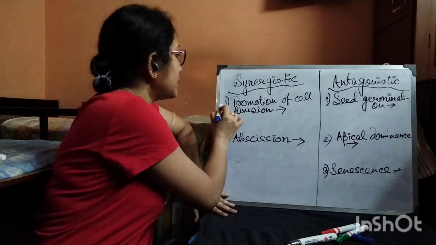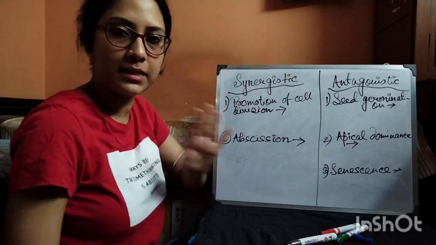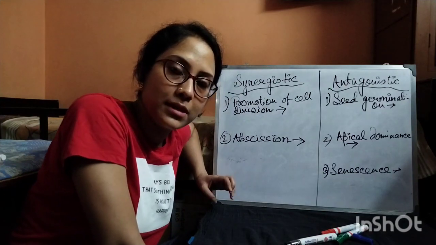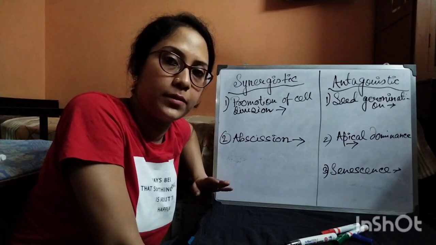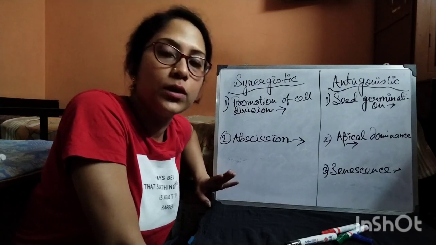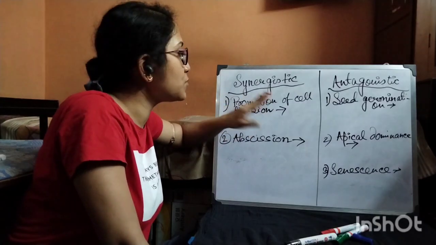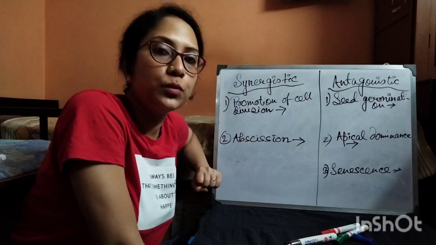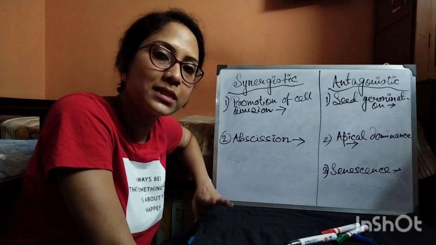Just continue. In case of synergistic, just complete the left side first, then we will go to the right hand side. Okay, synergistic effect or synergistic action means when two hormones act in a similar manner. When two hormones promote something equal or something similar. For example, the first point, promotion of cell division. Can you tell me the names of 2 hormones which promote cell division? Can you recall it from the previous class?